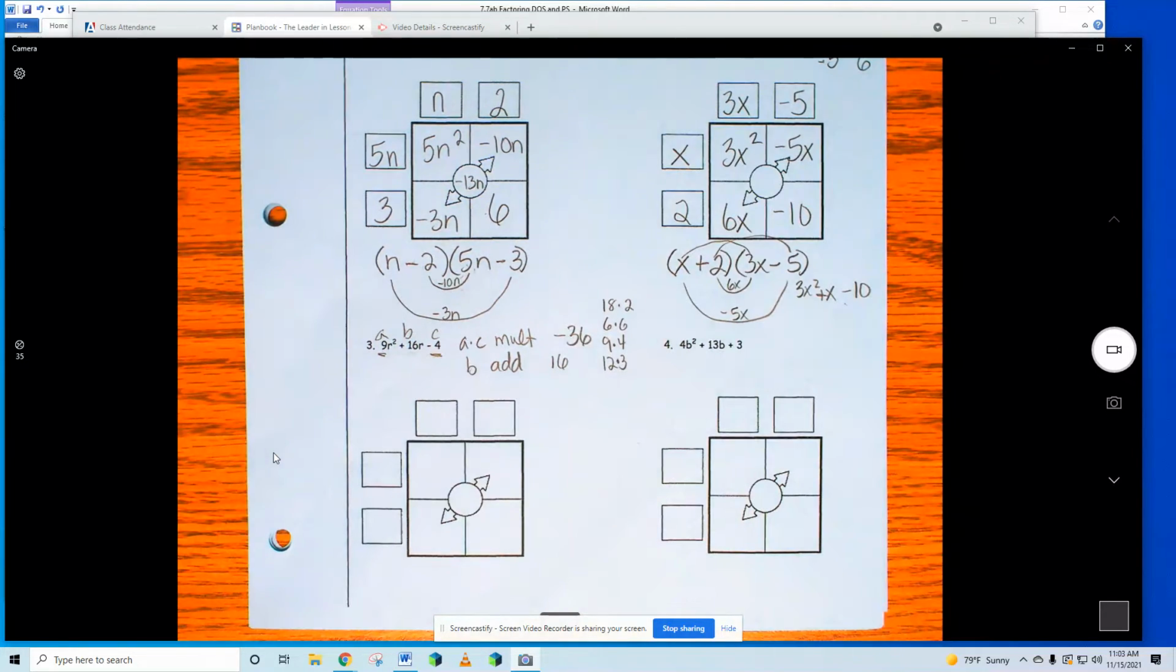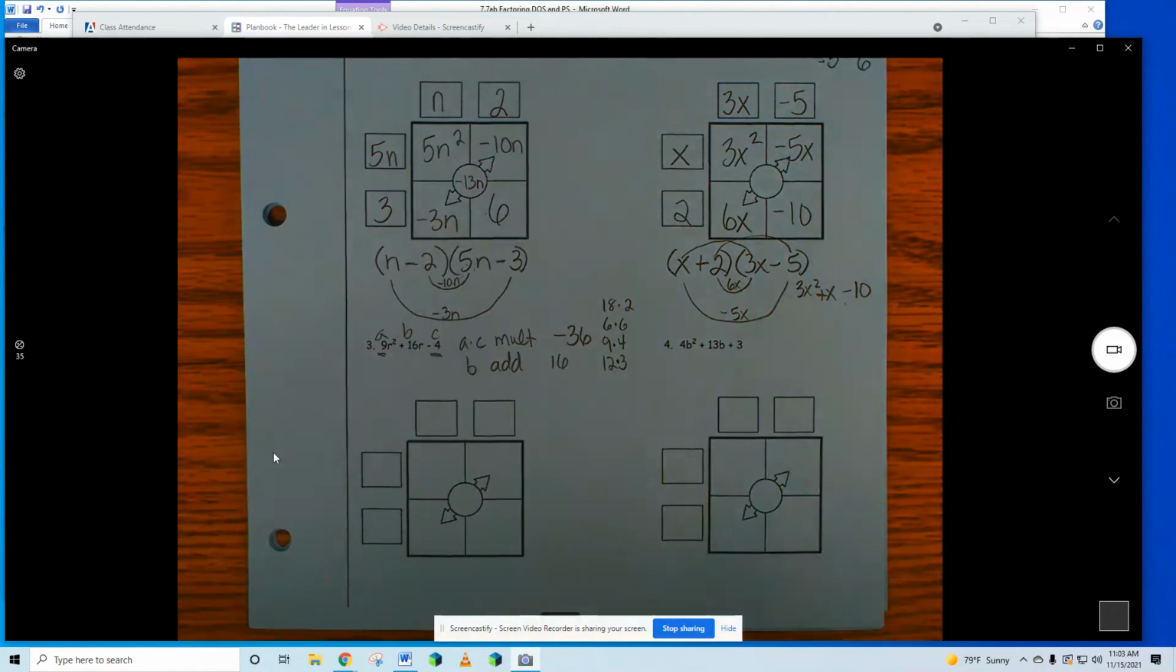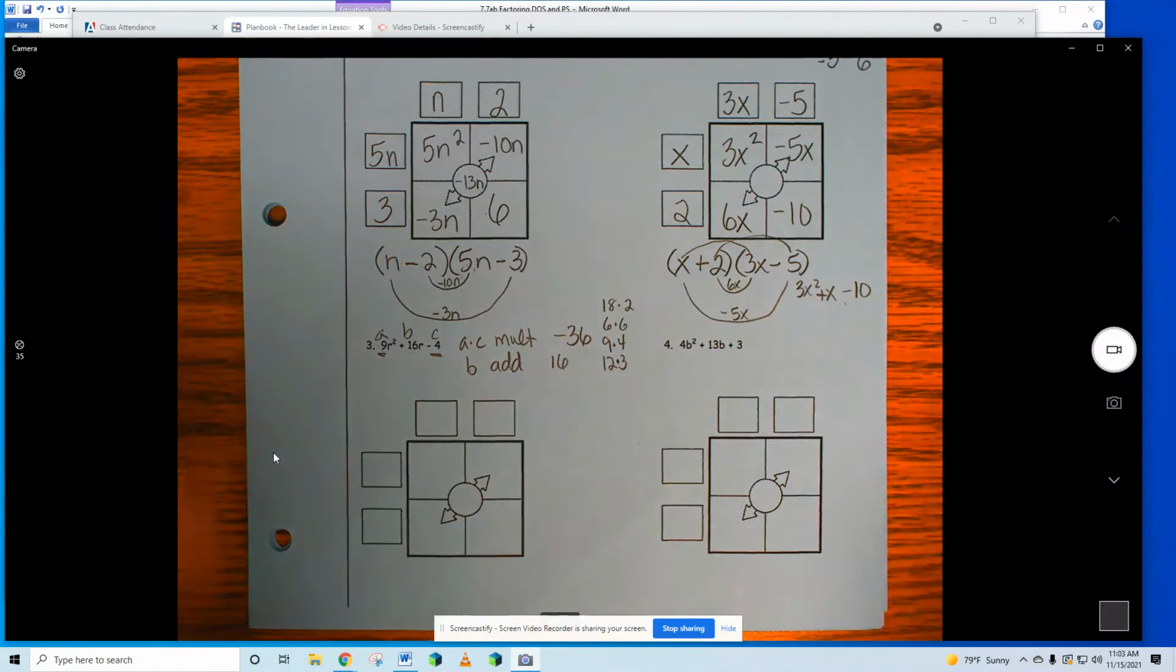Okay. I want them to add up to 16 though. Does 18 and 2 add up to 16 if I add or subtract? 6 and 6? Oh, 18 and 2 does. Those are the numbers that I put in my box. 18x, 2x.